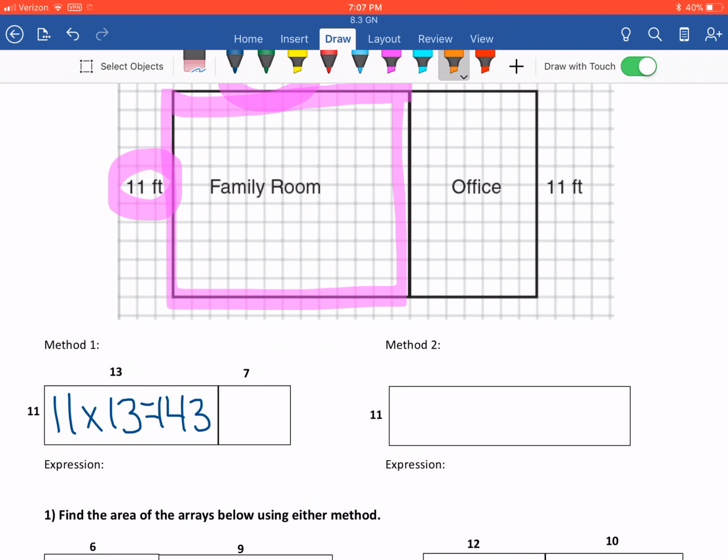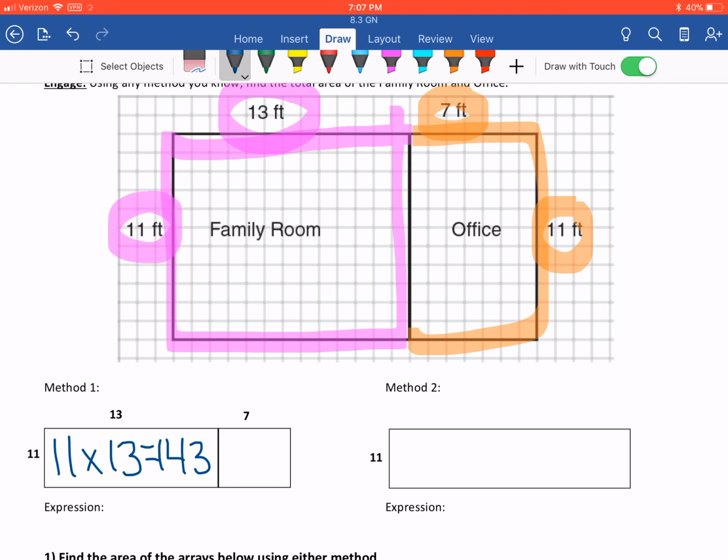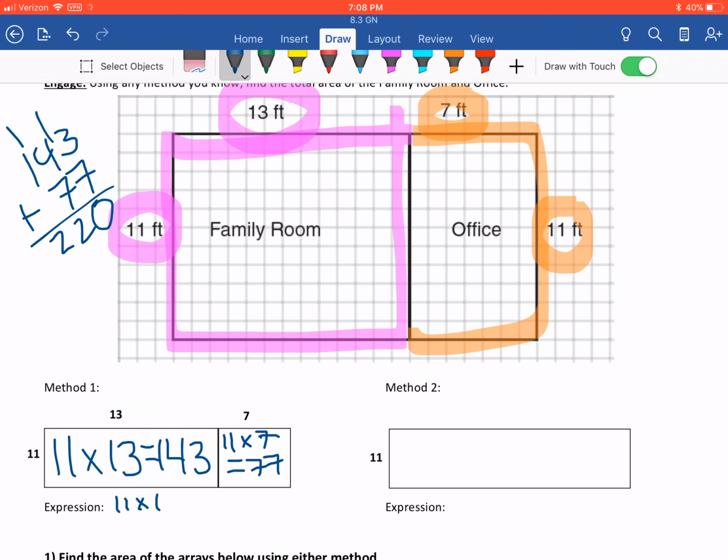Then you may have seen that there was the office here. The office was 11 and 7. So the area of that would have been 11 times 7, which is 77. The total area, 143 plus 77: 7 plus 3 is 10, 7 plus 4 is 11, plus 1 is 12, so we would have gotten a total area of 220. My expression for this would be 11 times 13 for one room, and then I add that to the area of my second room, which is 11 times 7.